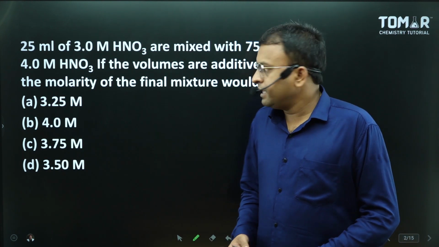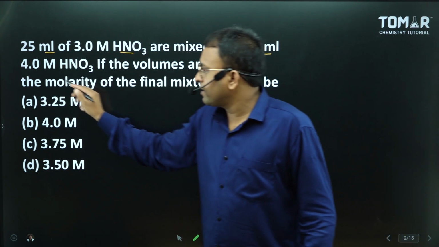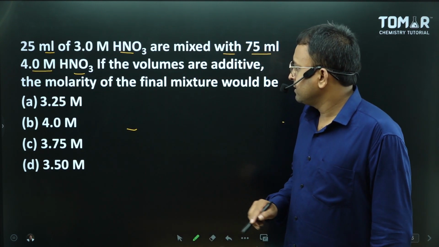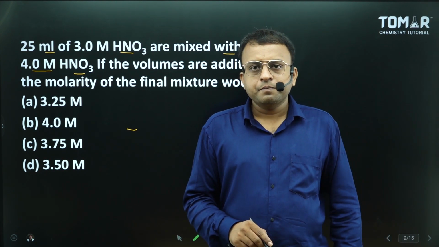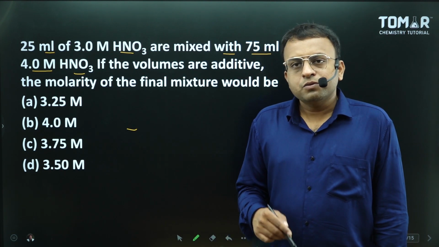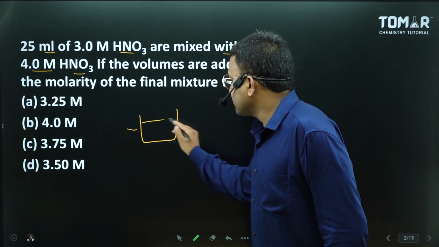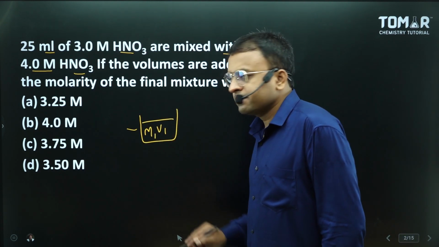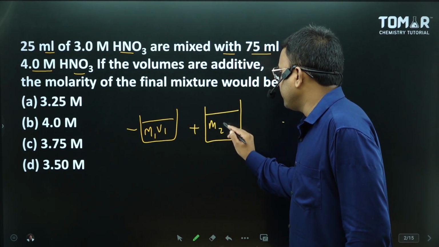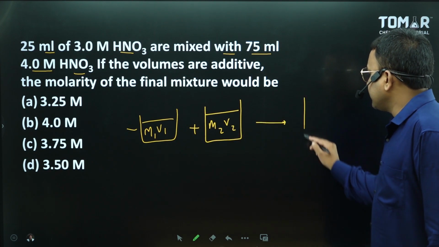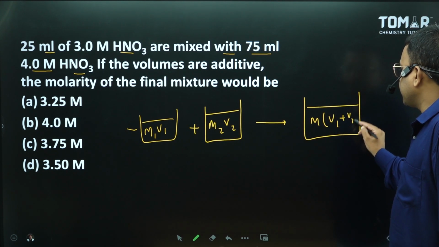25 ml of 3 molar HNO3 are mixed with 75 ml of 4 molar HNO3. If the volumes are additive, the molarity of the final mixture would be? Here we are mixing two solutions of the same acid. So when mixing two acids, this is acid 1, M1V1. This one is acid 2, M2V2. The resulting solution has molarity M and volume V1 plus V2.